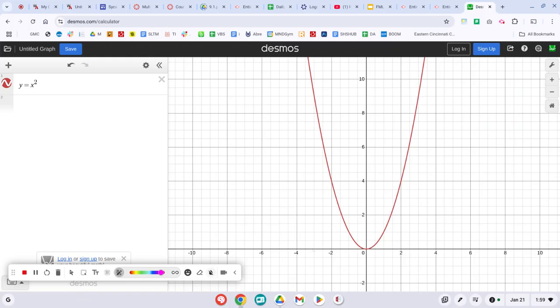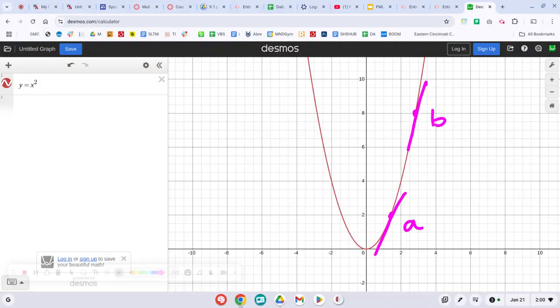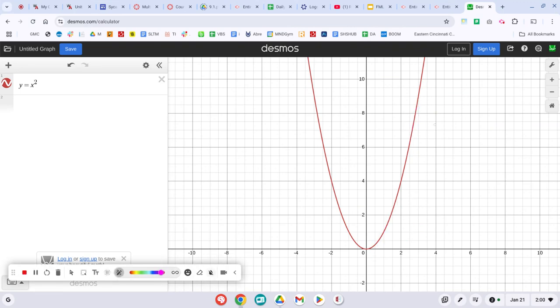And then my last question I have for you is, which one of those lines appears to have the greater slope? Line A or line B? Line B. So it is changing. It's growing quicker. Okay, all right.